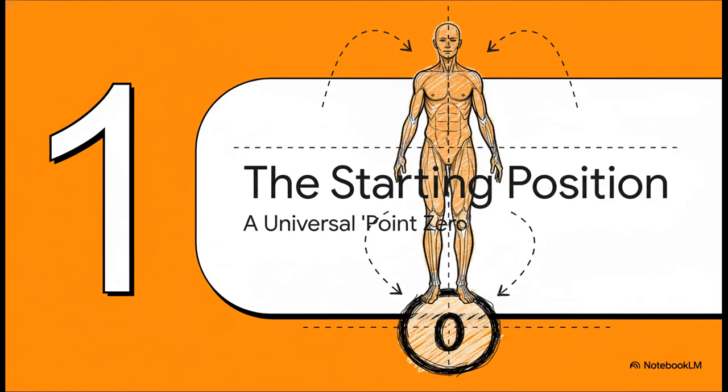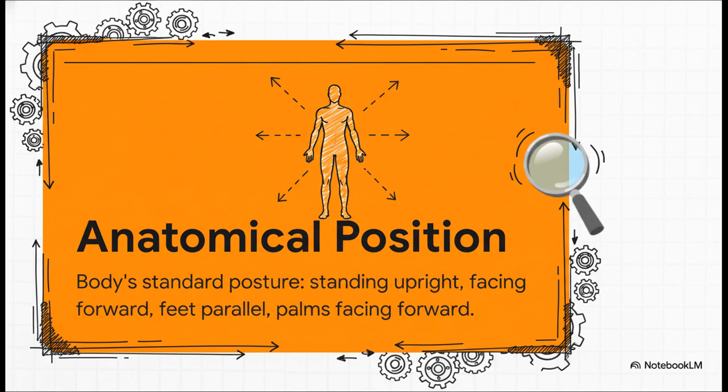Okay, so the very first rule in this universal language is you have to establish a point zero. Every single description of movement, whether it's a simple nod or a complex gymnastics routine, starts from one single universally agreed upon position. And this is it. It's called the anatomical position. You can think of it as the body's factory reset button. Every single movement, no matter how wild, is described as a change from this specific stance. It just makes sure that when someone says, move the arm forward, we all know exactly what that means. It's the ultimate starting line.